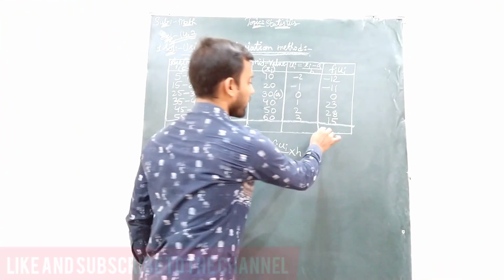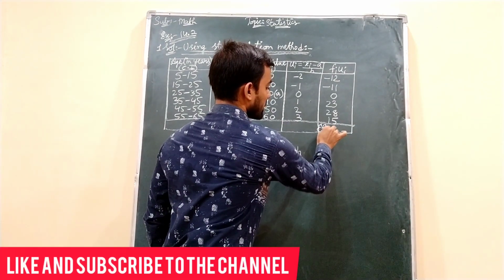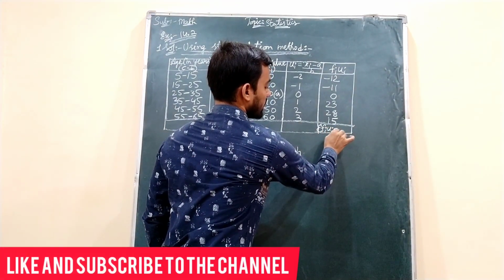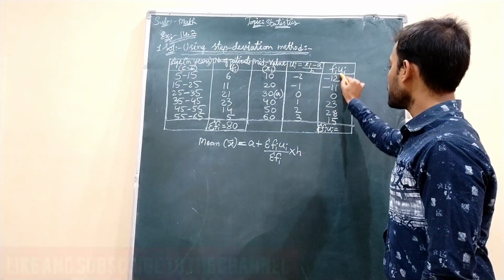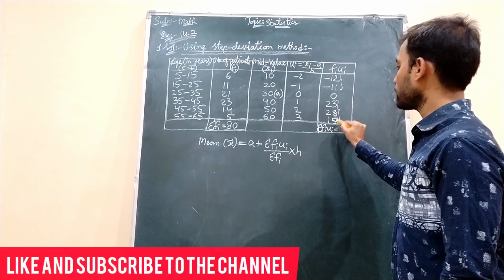Now we need to find this sigma Fi Ui. As I said in earlier classes, this total you should do separately and this total you should do separately.